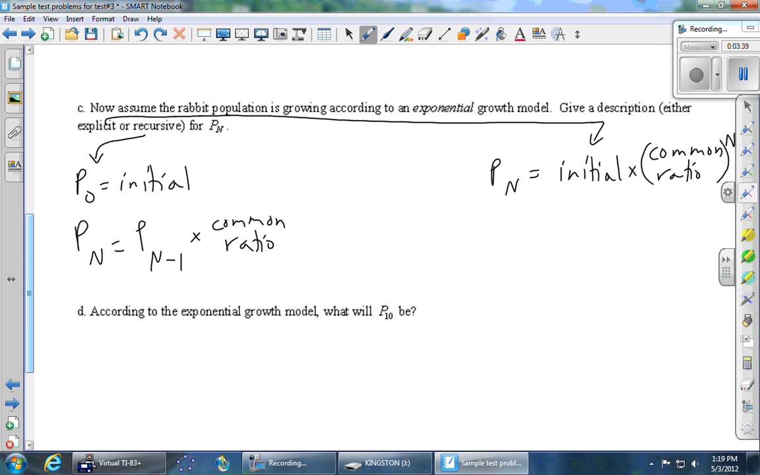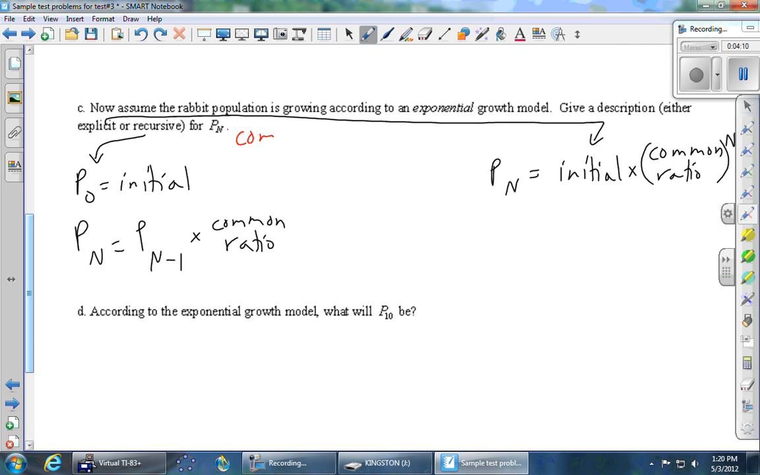Part C. Now assume the rabbit population is growing according to an exponential growth model. Give a description, either explicit or recursive, for Pn. Again, I wrote these down before the video started. You can find them in your packet. For the recursive one, they're here on the left. P sub 0 is the initial, same as up above. And now the recursive rule for an exponential growth model is Pn equals Pn minus 1 times the common ratio. Let's see if we can get our hands on that common ratio right now.